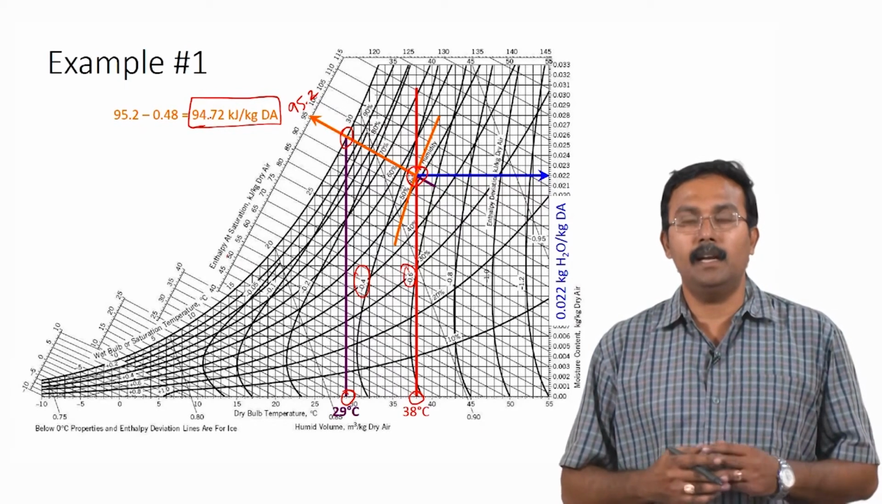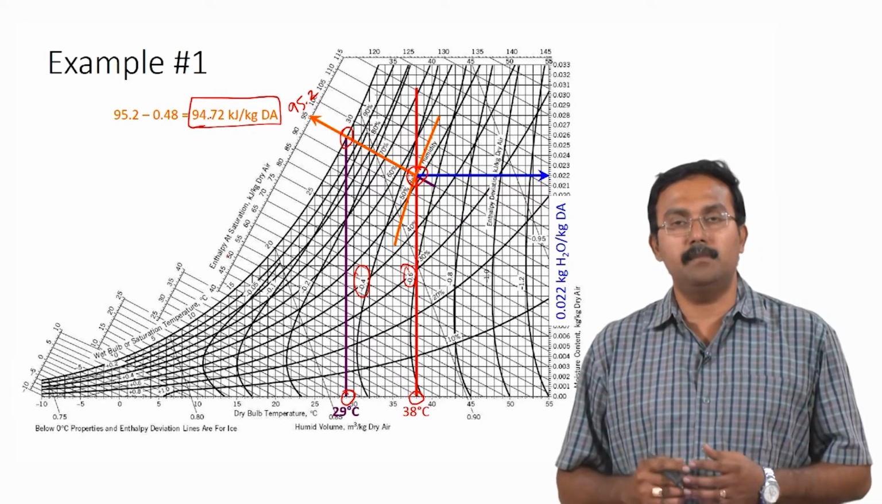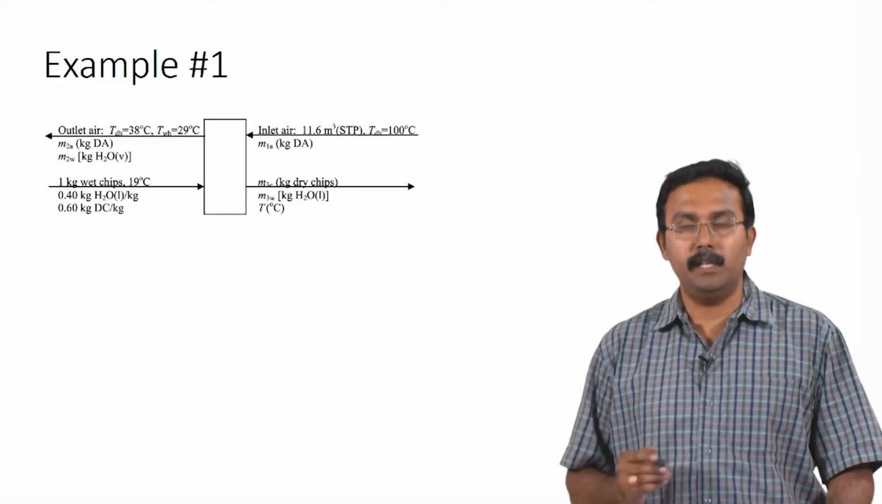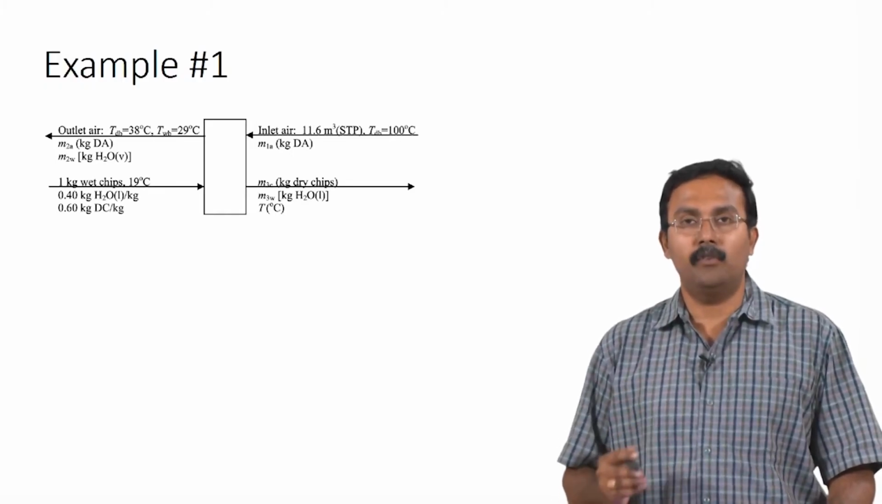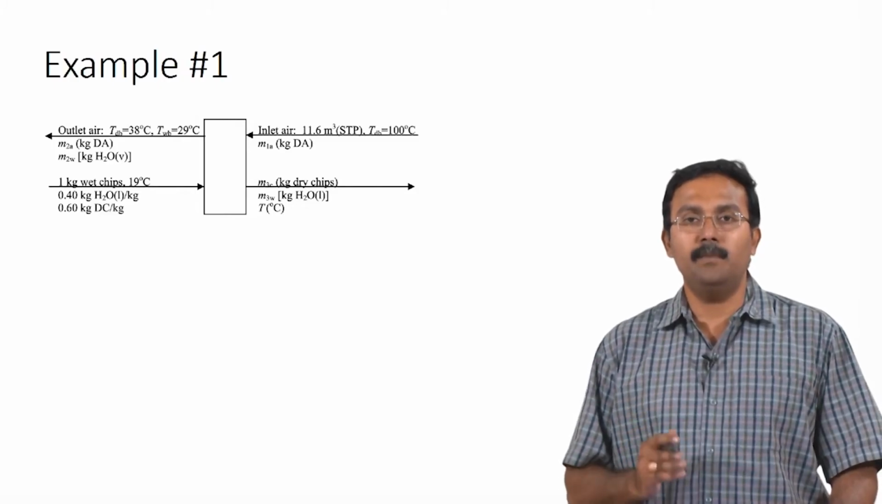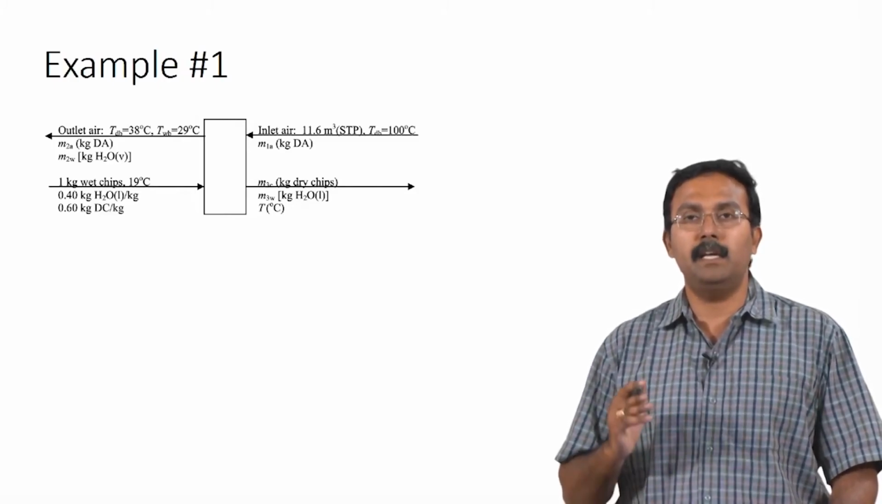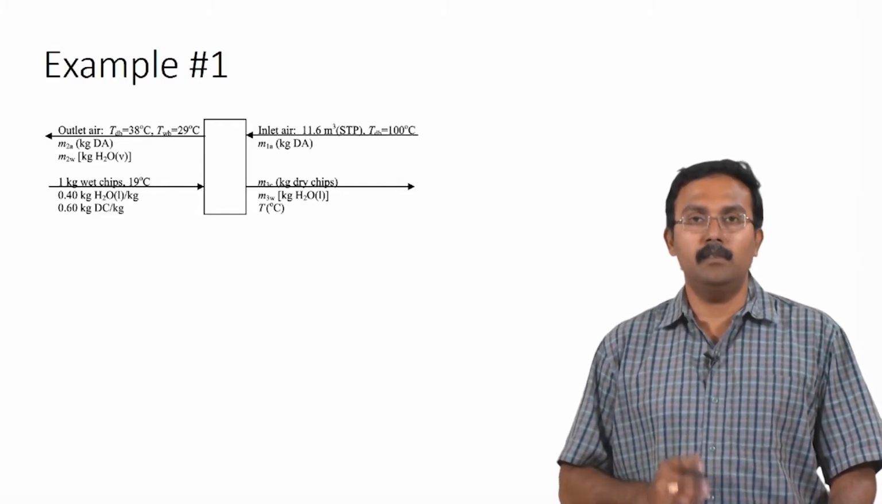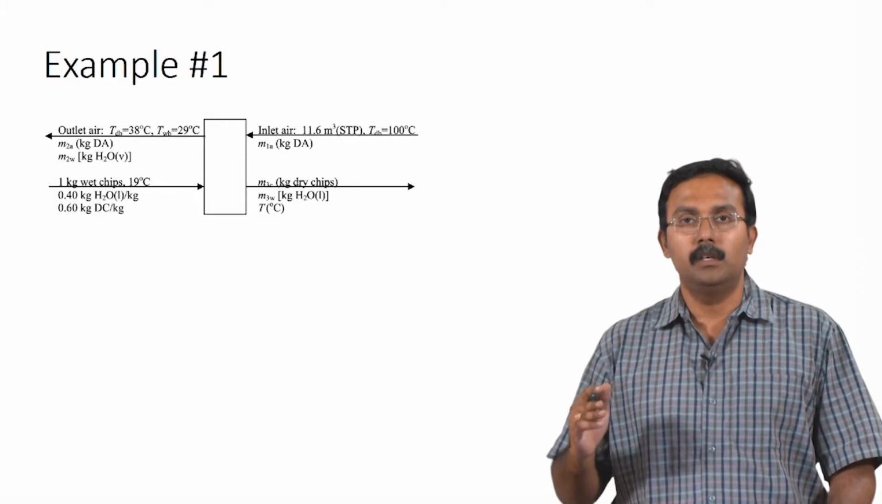Now, let us go ahead and perform the regular material and energy balance calculations. Before we start, the first information we need is the mass of air which is entering into the system. We know that 11.6 meter cube at STP of air is entering into the system. So, this is the volume, and we need to convert this volume into mass.